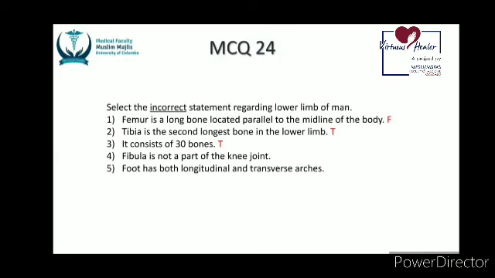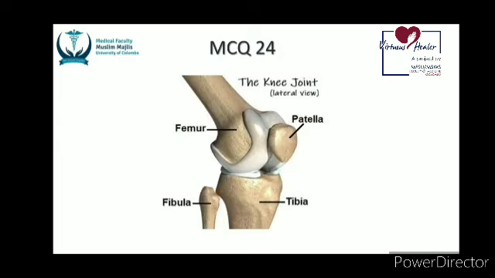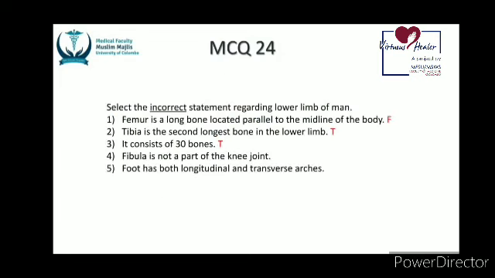Statement number 4. Fibula is not a part of the knee joint. In this diagram, you can see how the knee joint is formed. There are 3 bones involved in forming the knee joint. The knee joint is formed by the distal end of the femur, the proximal end of the tibia, and the small bone patella. And the fibula is not involved in forming the knee joint. You can see here the fibula is going to articulate only with the lateral part of the proximal end of the tibia. So this statement number 4 saying that fibula is not a part of the knee joint is true.